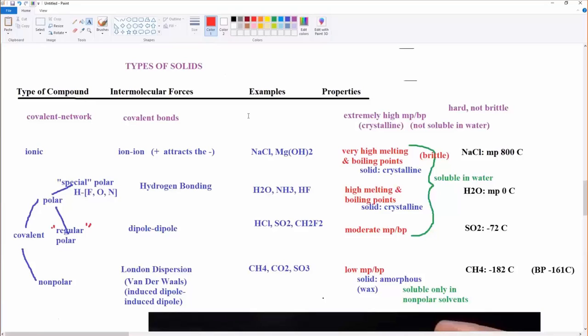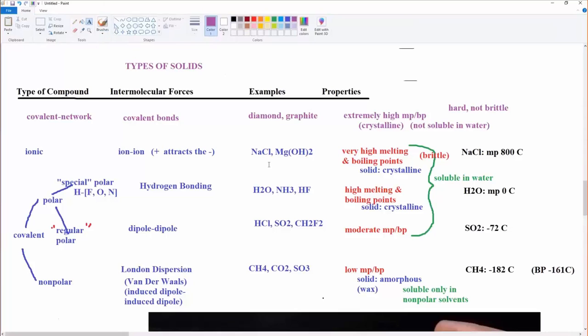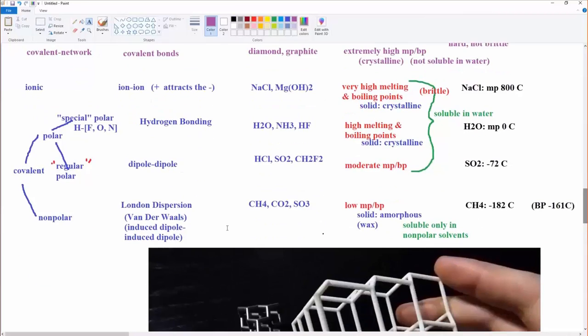What does that sound like? You guys think of anything? Eric has got it. That is a diamond. Diamond is a classic example of a covalent network solid. Also graphite is another example of a covalent network solid, just like a diamond. Perfect. So that's one type of solid.